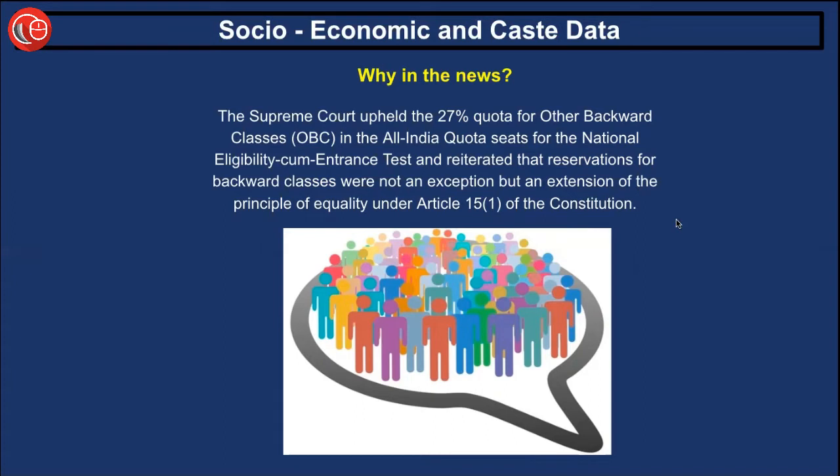Now, when we talk about Article 15, specifically Article 15 Clause 1 of the Constitution, it talks about no discrimination on the grounds of religion, race, caste, sex, or place of birth. So basically, when the government makes some different provisions for the people from the backward classes, or those who have suffered the caste issues, that is basically not any kind of discrimination. Rather, it is a reasonable classification.